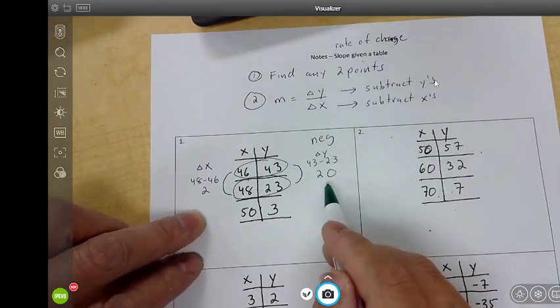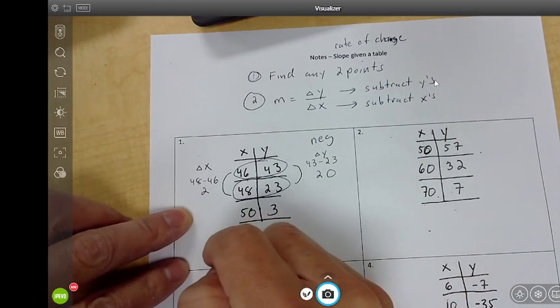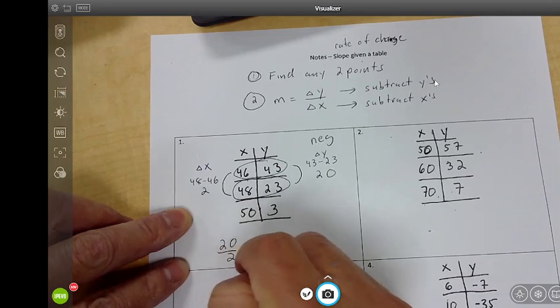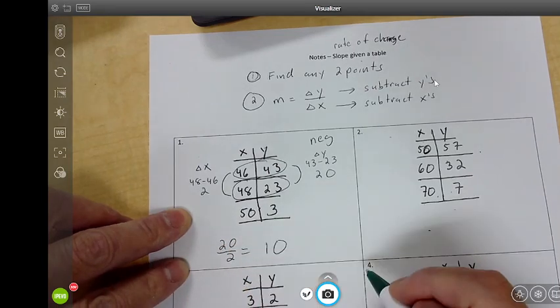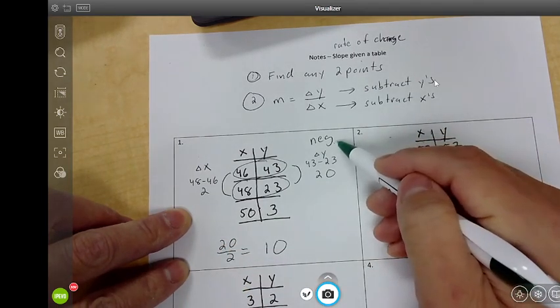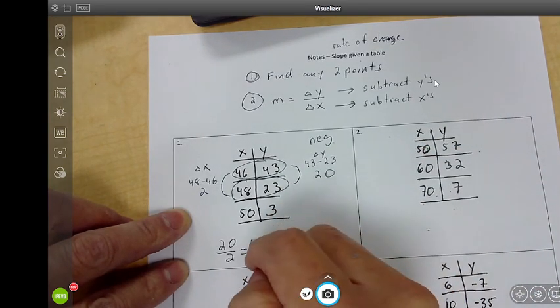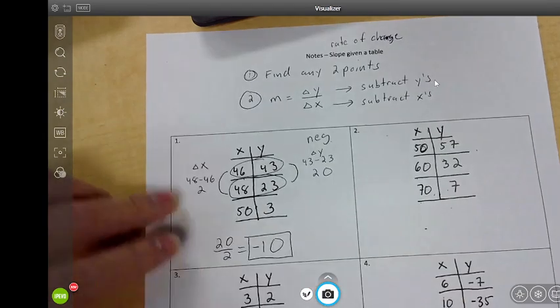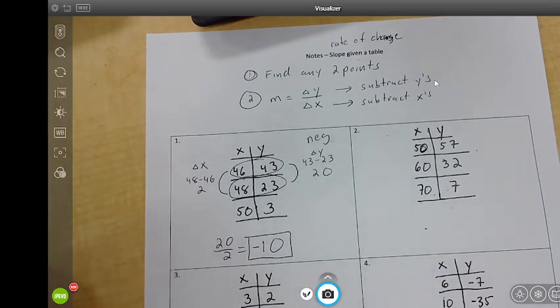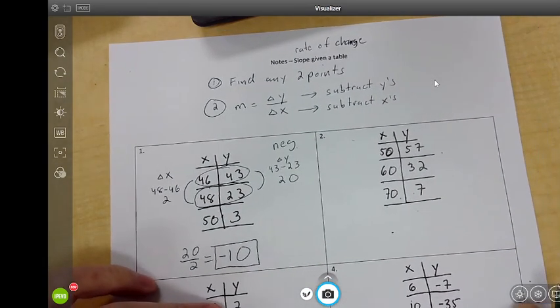Okay, so now you're going to do 20 divided by 2, and that's 10. And we know it's going to be a negative 10 because y is getting smaller as you go down the table. So our slope here is negative 10. That's what you'd put in as your answer. Okay, alright, let's take a look at number 2.